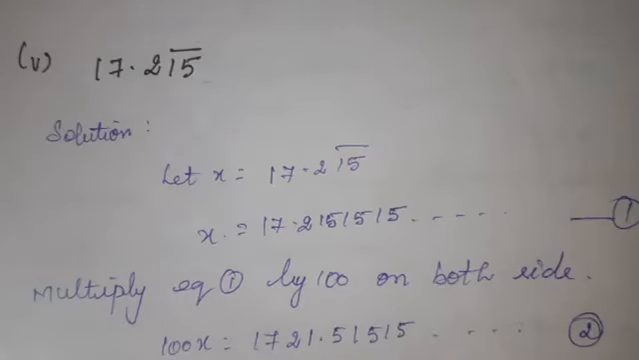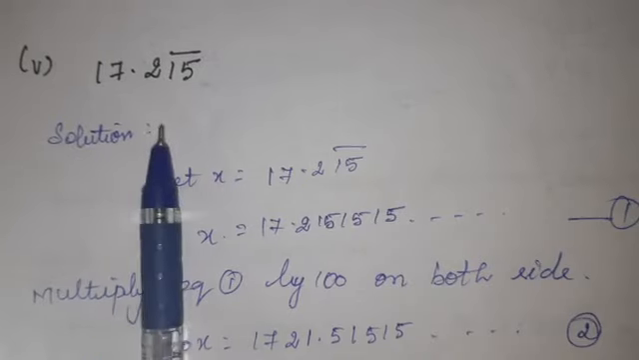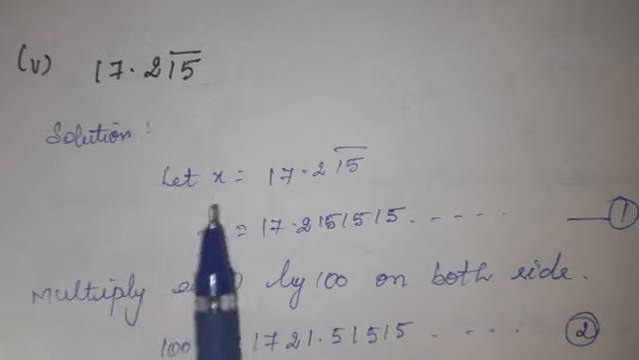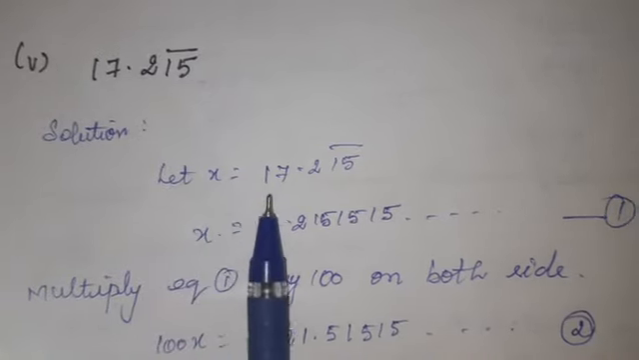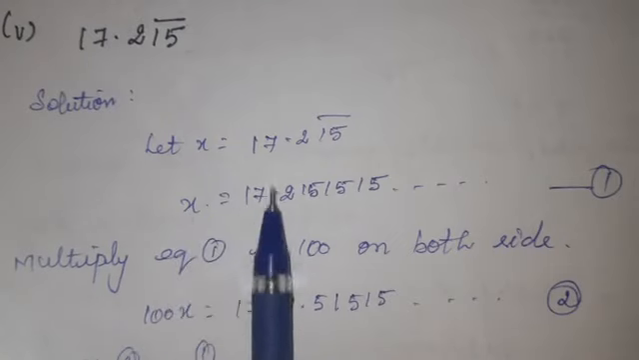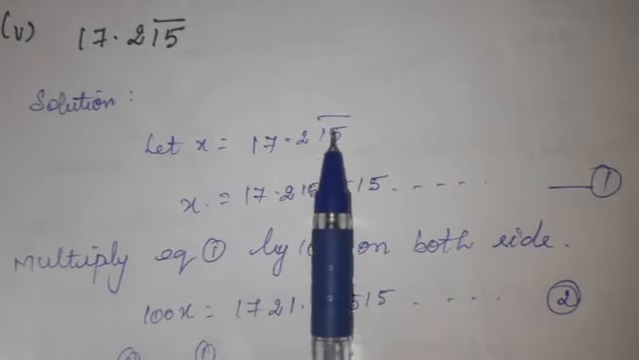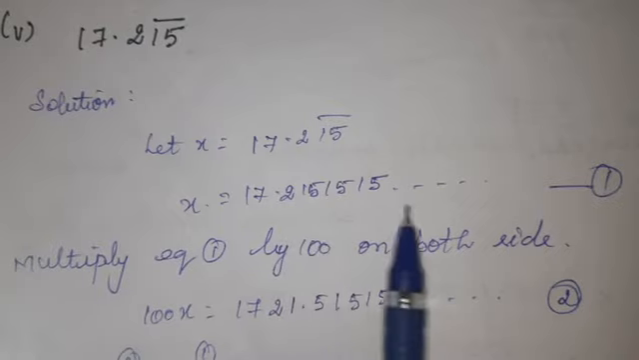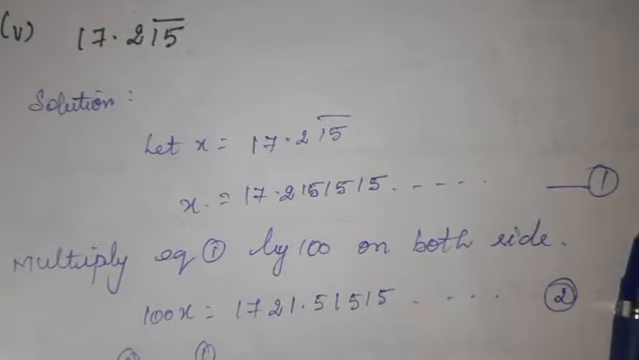A fifth question, 17.215 bar. It is bar for 15. The given question I have taken as x. X is equal to 17.215 bar. X is equal to 17.2, and the bar is 15, no? So I am writing that one repeatedly: 15, 15, 15, etc. You should mark that one as equation 1.